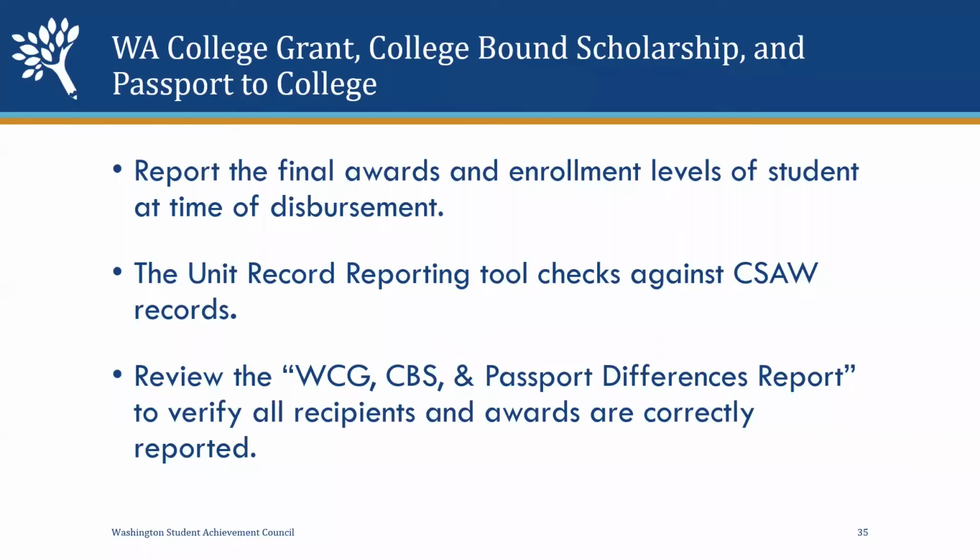For a Washington College grant, college-bound scholarship, and passport to college, report the final awards and enrollment levels of the student at the time of disbursement. The unit record reporting tool is going to be checking against Seesaw records. So based on that comparison, you may receive a differences report for either one or all three or two of those fund programs.